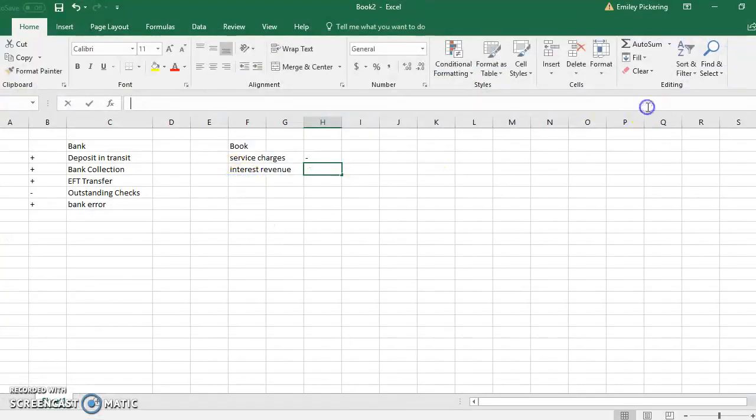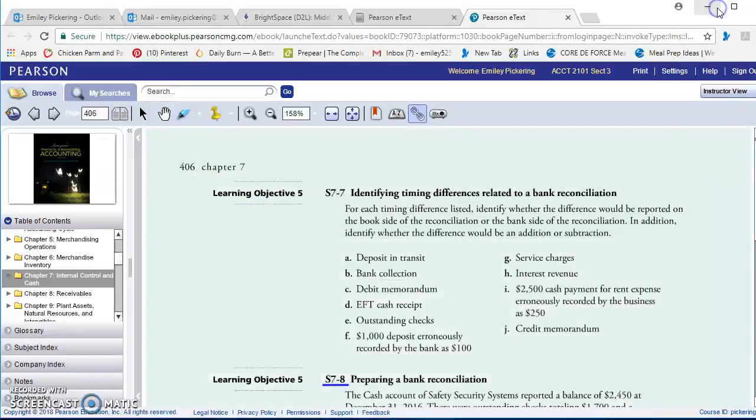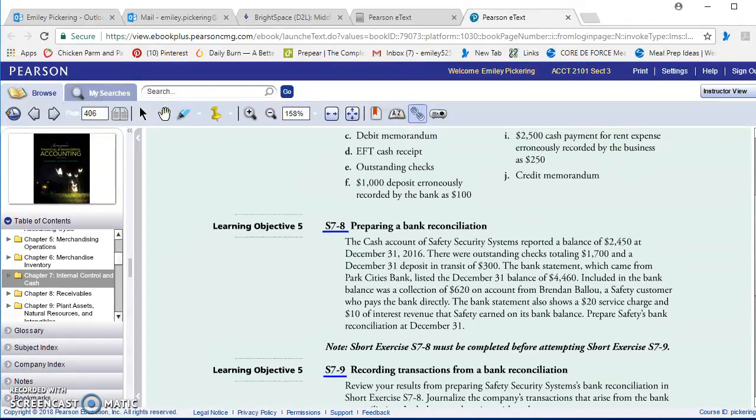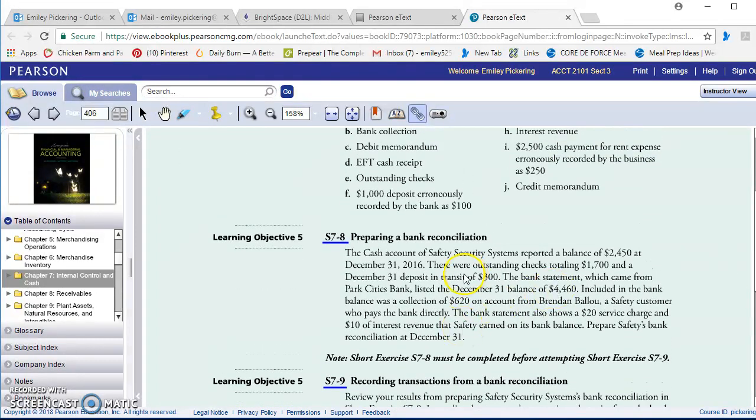I'm going to put a plus there. I'm going to say error, and you're going to deduct the difference. And then a credit memorandum, and again, we'll talk about that in a minute. So those are the major issues that we need to talk about when we're doing a bank reconciliation. So let's go ahead and do the next bank rec, which is 7-8.